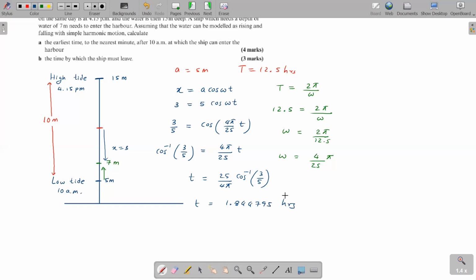This is many hours. So now what you need to do is, they want the time, right? At the time at which the ship can enter the harbor, which means you have to give the time after 10 a.m. So we know time 0 is what we consider as low tide at 10 a.m. So after 10 a.m., what is the time? 1.844795 hours later. Do you agree with me? So 1.844 means you have one complete hour. Do you agree? There is one complete hour, which means from 10 a.m. we actually go to 11 a.m.